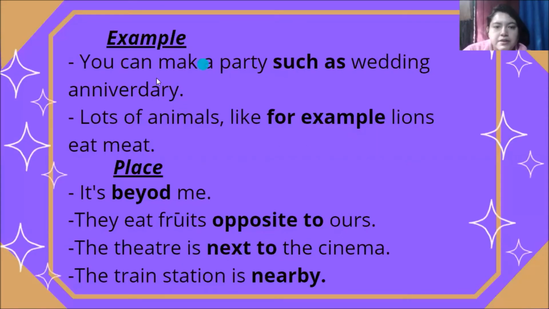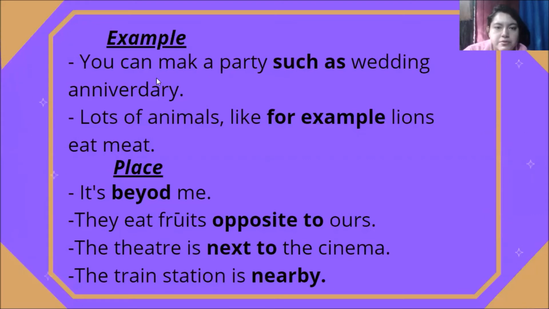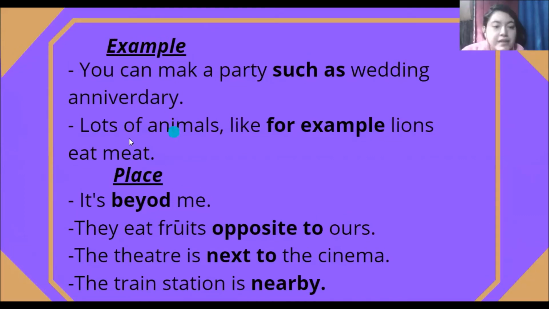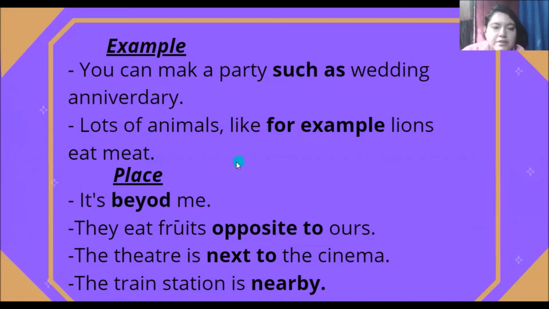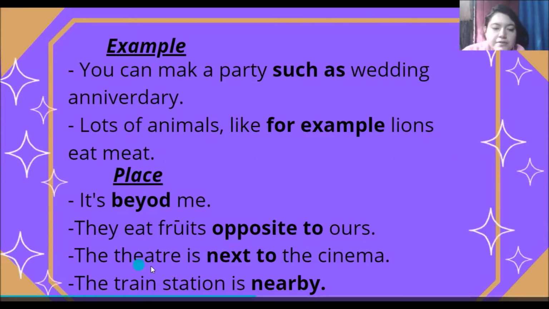Here we have other examples of how to use some words. For example, you can have a party such as a wedding or a birthday, and lots of animals, like for example, lions eat meat. And for place: it's beyond me; they eat fruits opposite to ours. And the theater is next to the cinema.